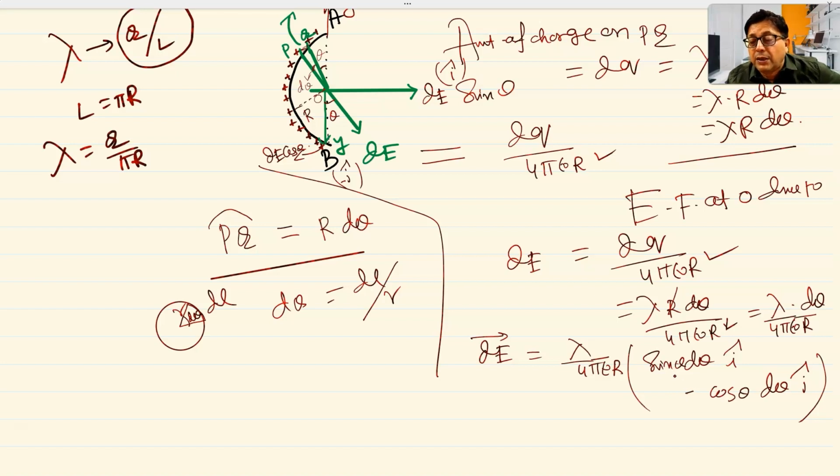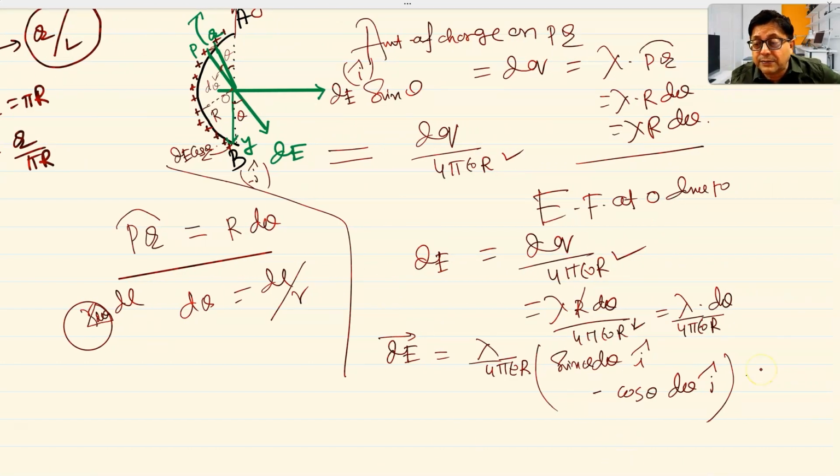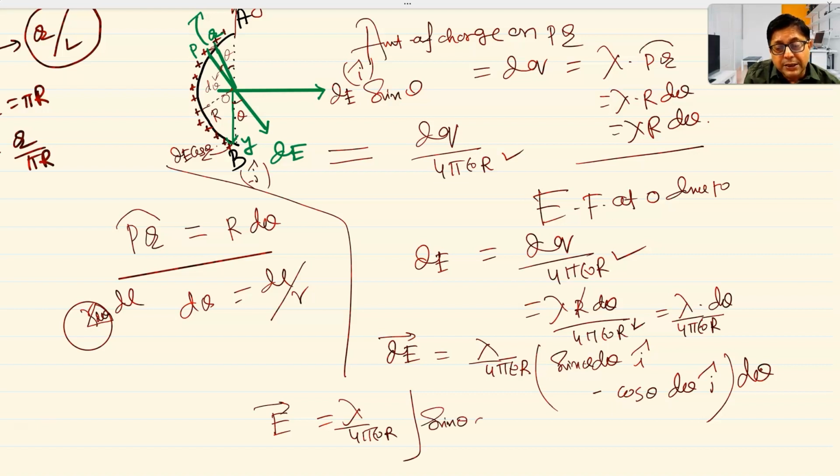Okay. And d theta is multiplied over there. d theta has to be there. Don't leave d theta. Okay. Everyone got it? This way it is i cap, this way j cap. So the strength of electric field is like this. So you write E this way. E equals lambda by 4 pi epsilon 0 r. We need to integrate sin theta d theta, there will be i cap, minus cos theta d theta, there will be j cap. Alright.